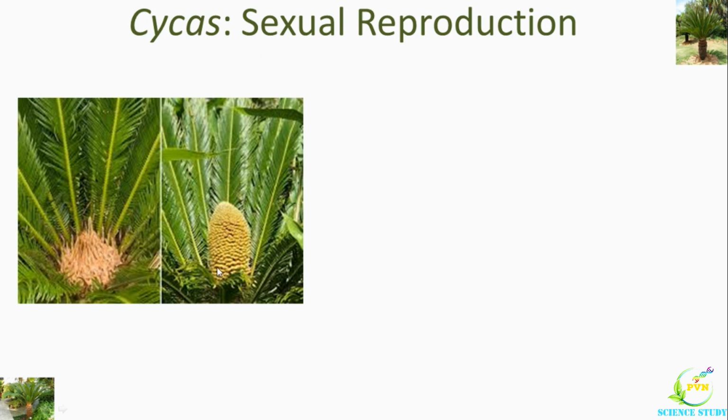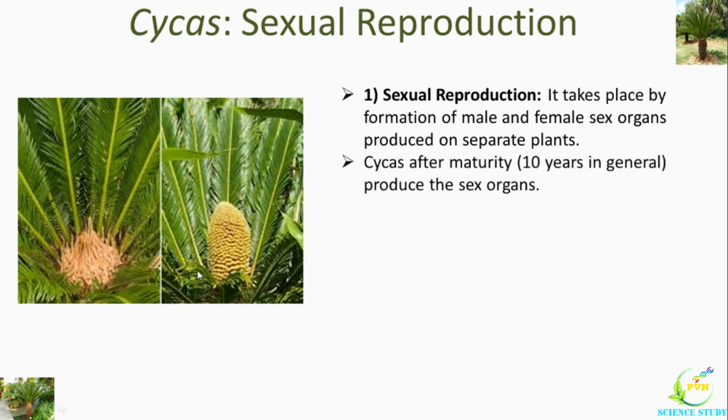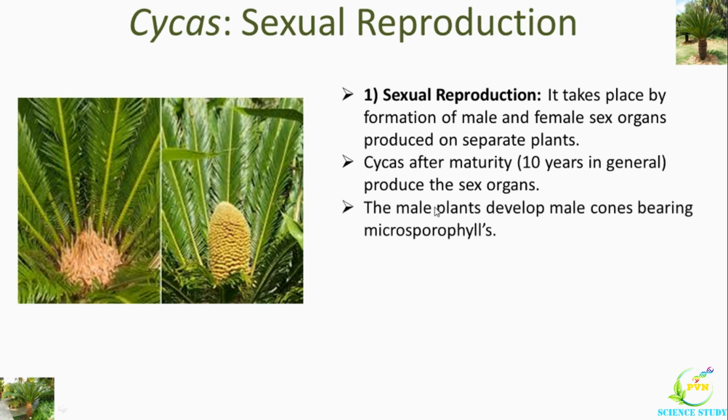These are the photographs of reproductive structures of Cycas. Sexual reproduction in Cycas takes place by the formation of male as well as female sex organs. This is the male sex organ and these are the female sex organs. They are produced on separate plants. After maturity, nearly after 10 years in general, they produce the sex organs.